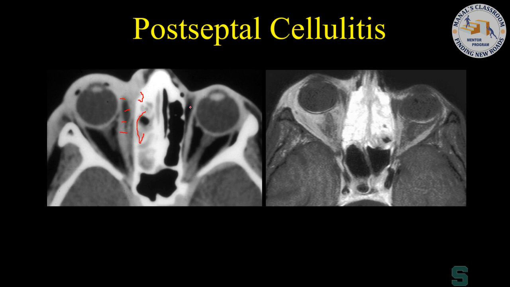From our standpoint, part of our job is to determine whether or not radiologically there's a presence of postseptal cellulitis, because this is a more aggressive disease than preseptal cellulitis. The only way we can make that differentiation is to understand the anatomy. See how anatomy is so important.